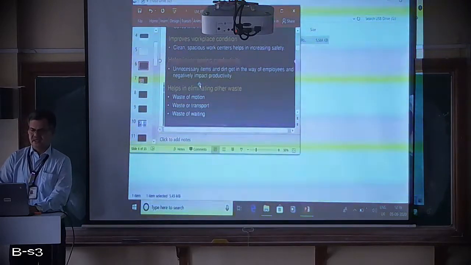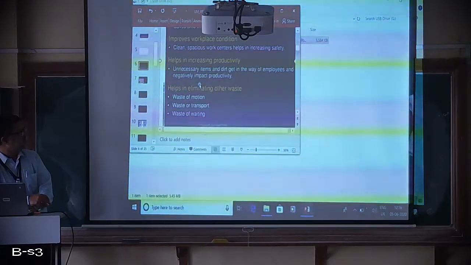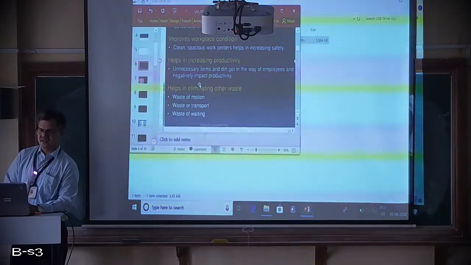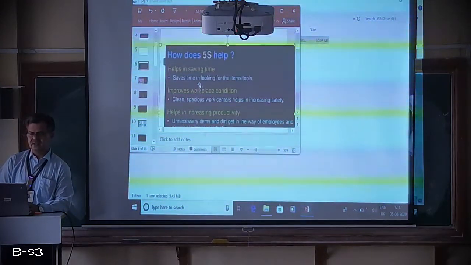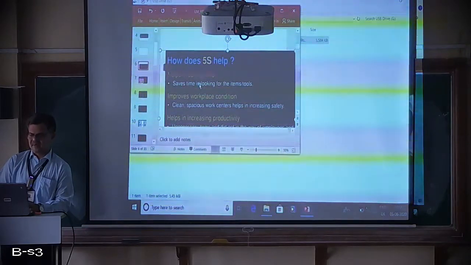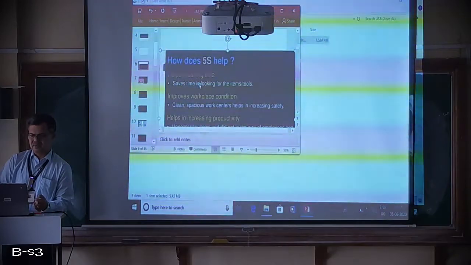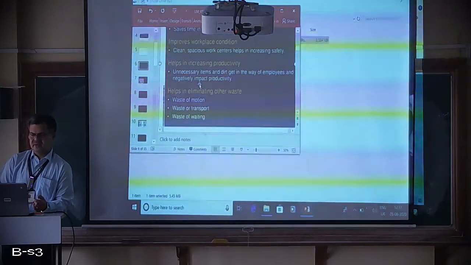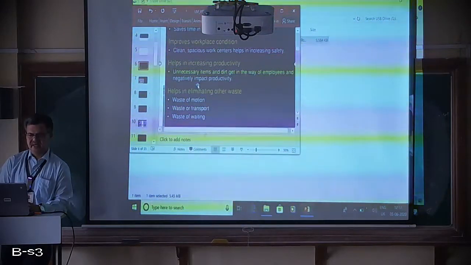It also helps in eliminating other waste, that is waste of motion, waste of transportation, and waste of waiting. So these can be eliminated using 5S. So, how does 5S help in improving performance? It helps in saving time, improves workplace condition, increases productivity, and also eliminates other waste like motion waste, transport waste, and waiting.